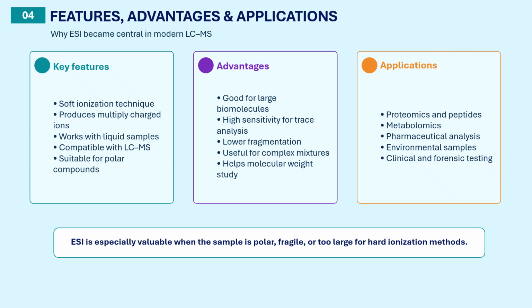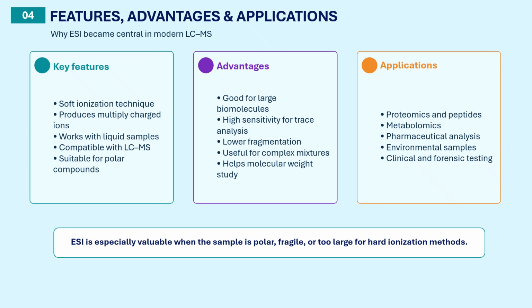Fourth, ESI is useful for complex mixtures. When combined with liquid chromatography, different components of a mixture can be separated first and then detected by mass spectrometry. Fifth, ESI helps in molecular weight studies, especially for large and sensitive molecules.